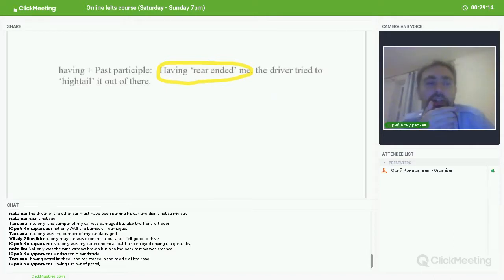And also, Tatiana, in your sentence, you can say, when the petrol was finished, the car stopped. And then petrol is the subject here. But here the subject should be the car and not petrol, if you use having done something.